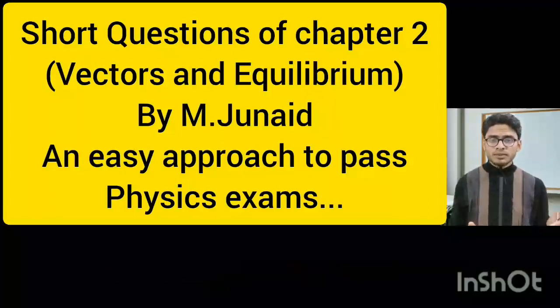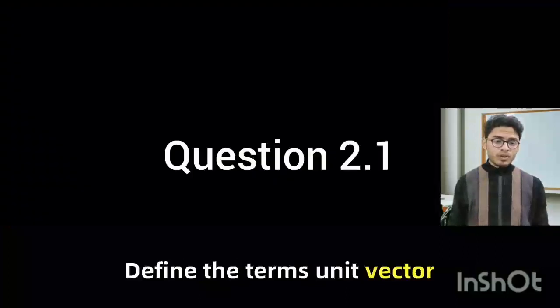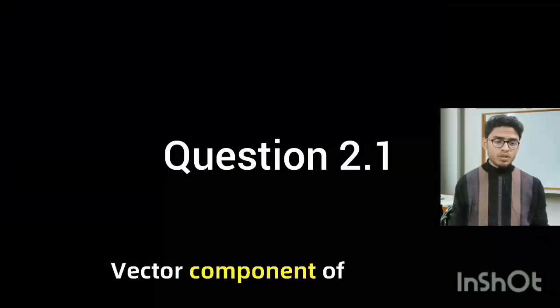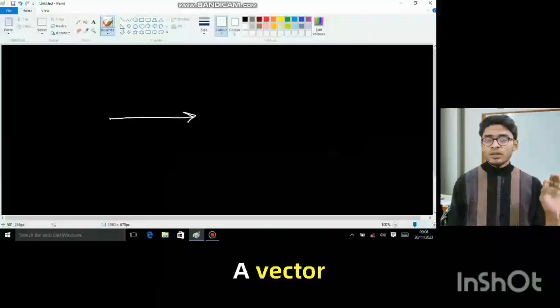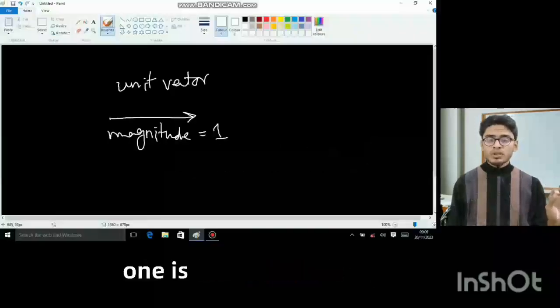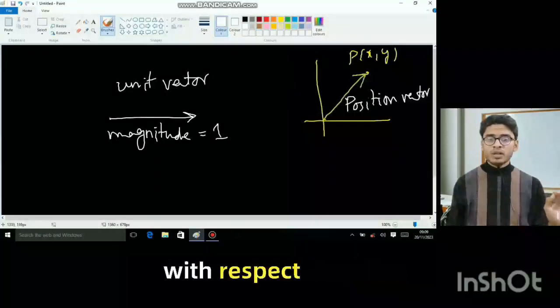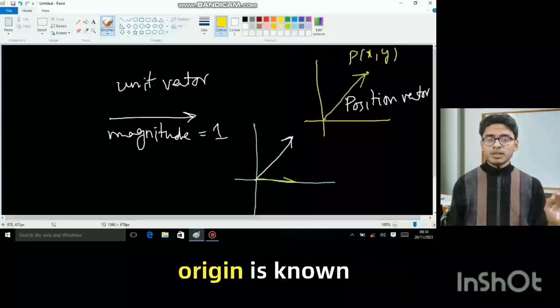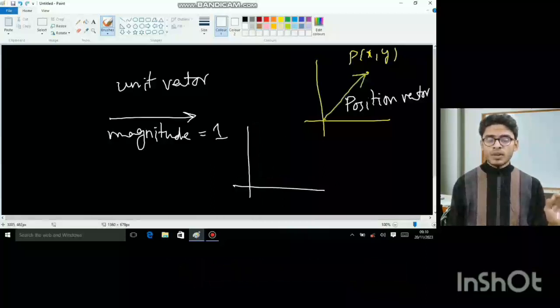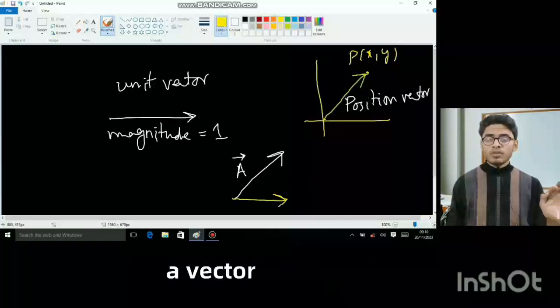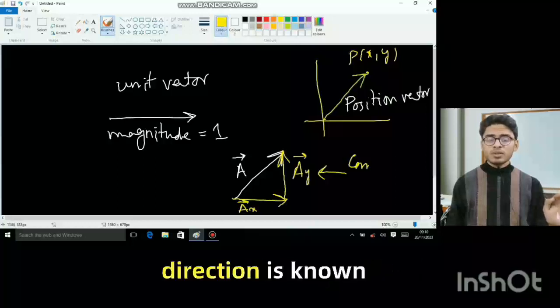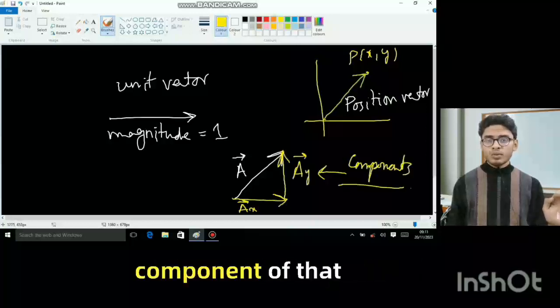So let's start. Define the terms unit vector, position vector, component of a vector. A vector whose magnitude is equal to 1 is known as unit vector. A vector that describes the location of a point with respect to some origin is known as a position vector, and the effective value of a vector in a specific direction is known as component of that vector.